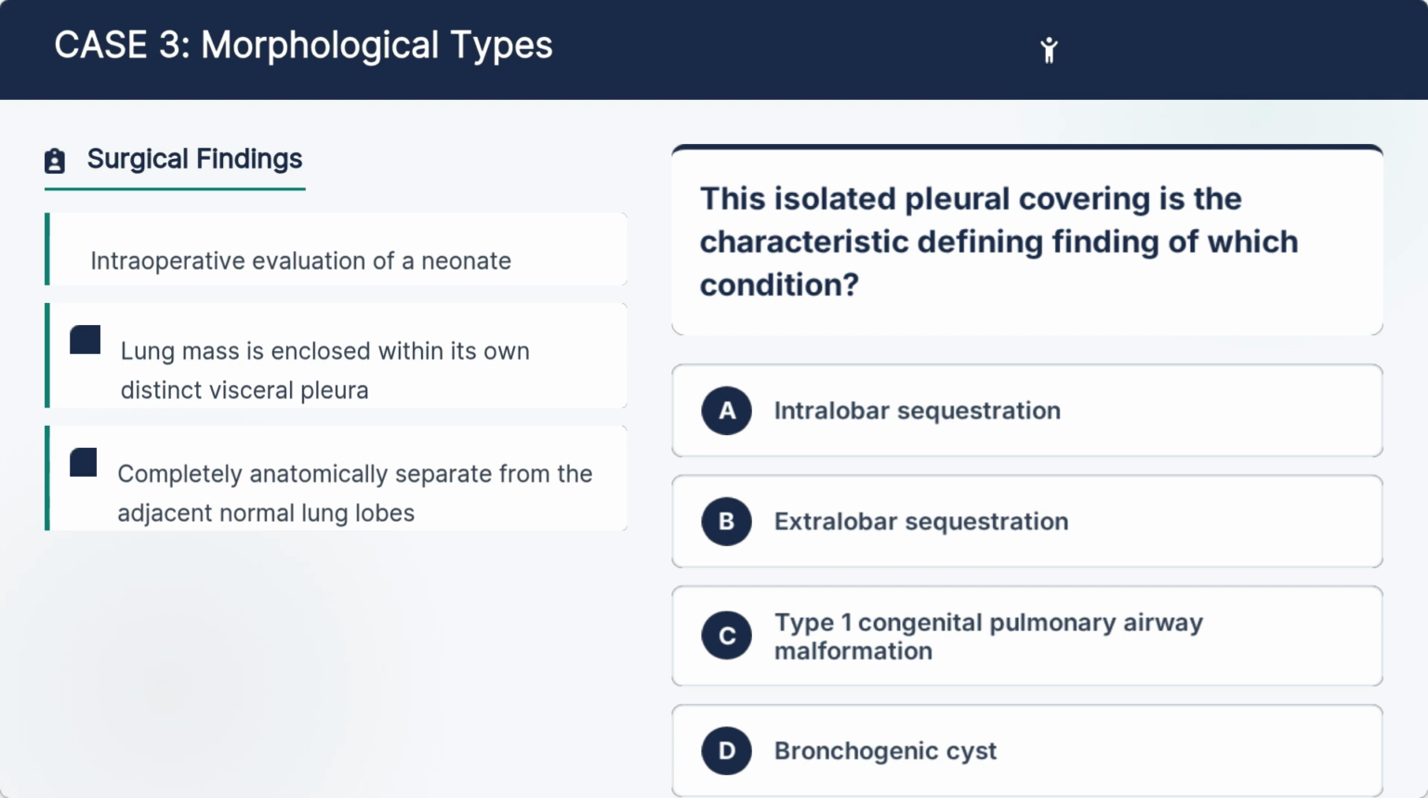Option A, intralobar sequestration, because it is found within the chest cavity. Option B, extralobar sequestration, because it has its own separate pleural envelope and is distinct from the adjacent lung. Option C, a hybrid lesion combining features of both sequestration and congenital pulmonary airway malformation. Option D, congenital lobar emphysema, because it is a distinct structure. Focus on the critical anatomical detail about the pleural covering as you choose your answer.